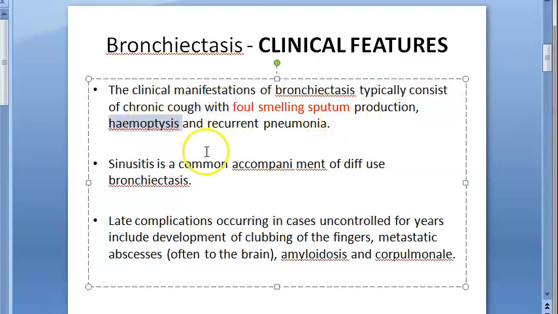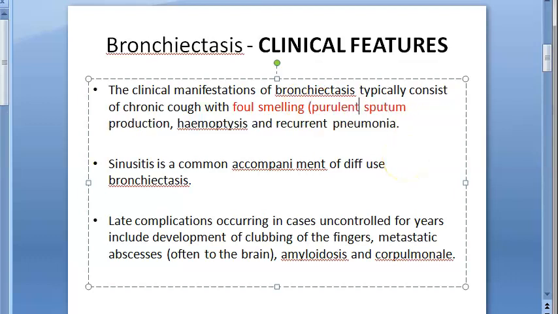There can be hemoptysis, blood in the sputum, and there can be recurrent pneumonia. Here you should say purulent, pus containing sputum. Hemoptysis means there is blood in the sputum, and recurrent pneumonia will be there. Sinusitis will be an accompaniment. There can be sinusitis with diffuse bronchiectasis.